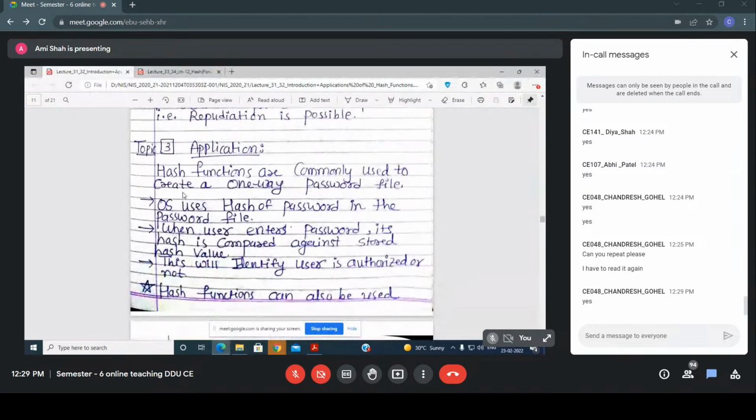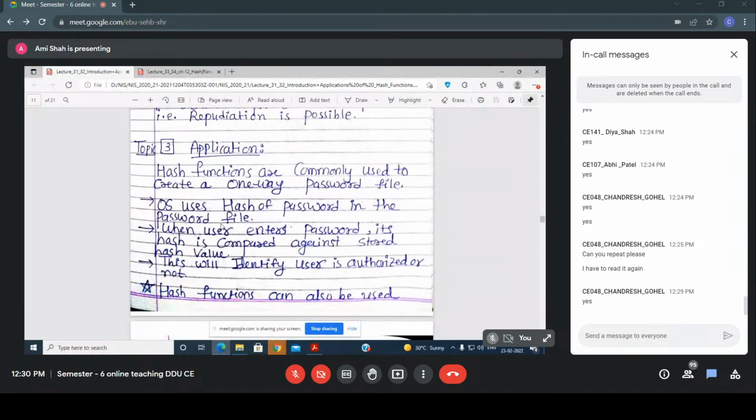Now, what are the applications of this hash function? Hash functions are commonly used to create a one-way password file. The operating system stores a hash of the password in the password file. When a user enters a password, its hash is compared against the stored hash value, and this identifies whether the user is authorized or not. So this is one of the applications.